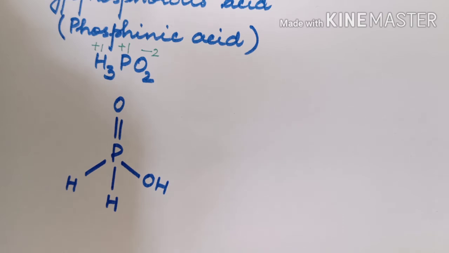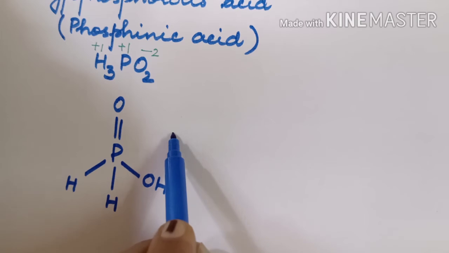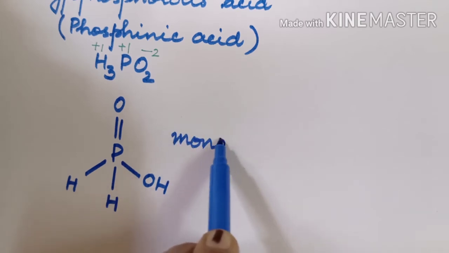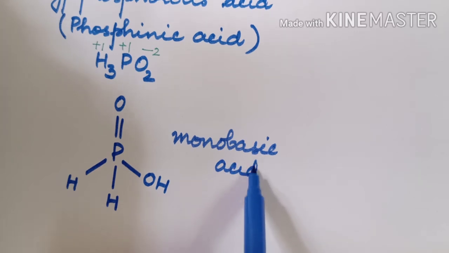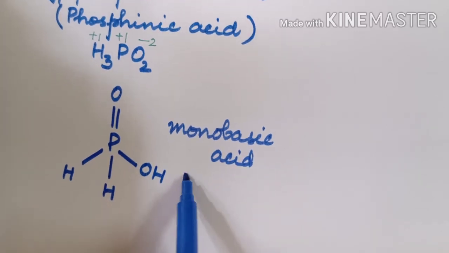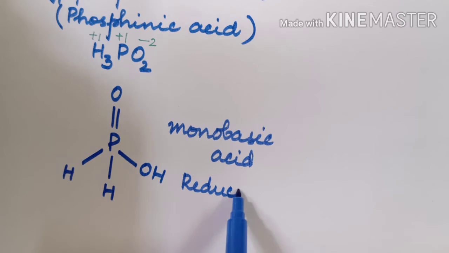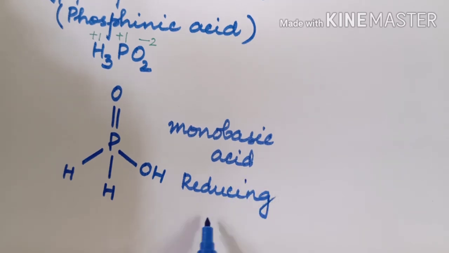So what all properties have we seen for hypophosphorus acid? It is a monobasic acid. It is also used as a reducing agent.